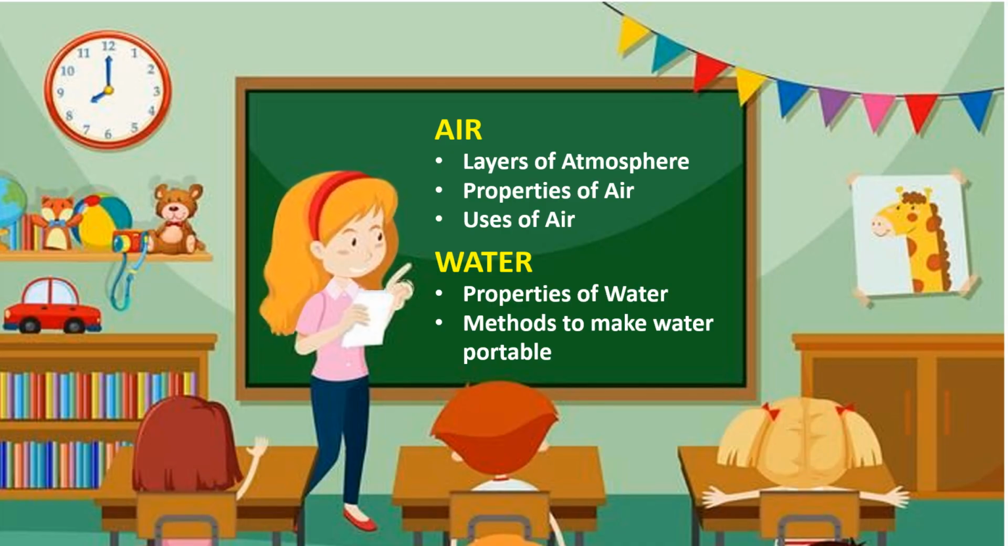Here in air we'll cover the layers of the atmosphere, the properties of air and the uses of air. And in the water section we'll cover the properties of water, the methods to make water potable for us, and what potable water is. So let's get into the chapters.